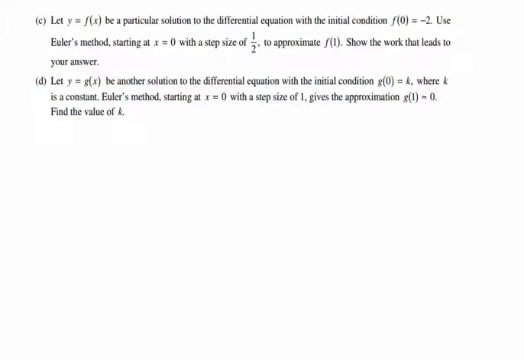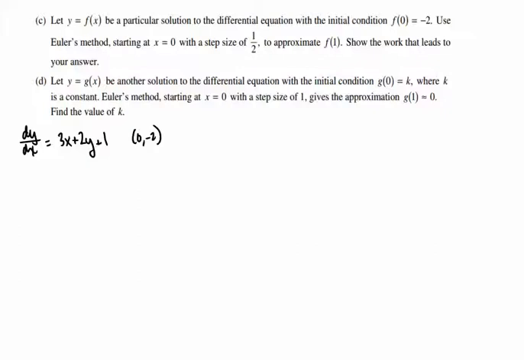Okay, in parts C and D, we'll continue with 2007 BC Form B. And remember that we're given the differential equation dy/dx is equal to 3x plus 2y plus 1. In part C, let y equal f of x be a particular solution to the differential equation with the initial condition (0, -2). Use Euler's method, starting at x equals 0 with a step size of 1/2 to approximate f of 1. Show the work that leads to your answer.